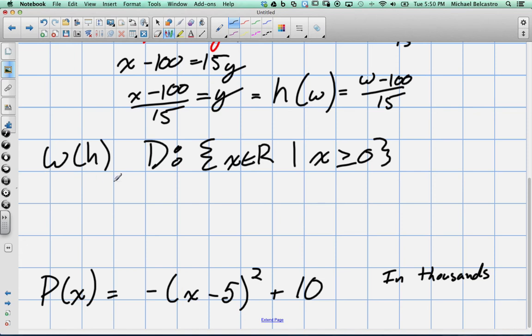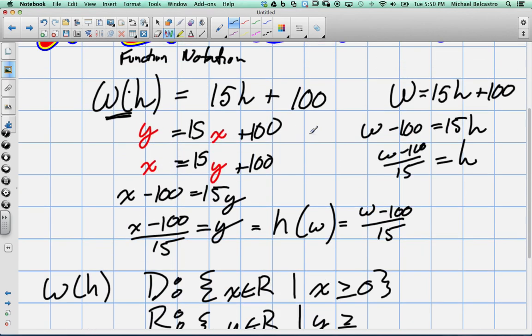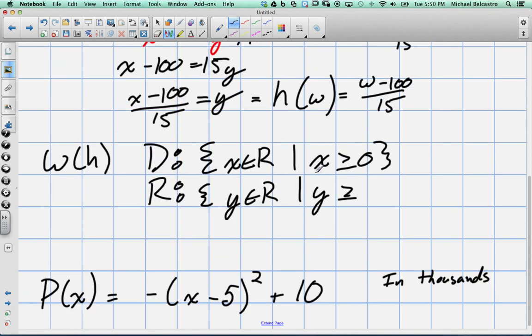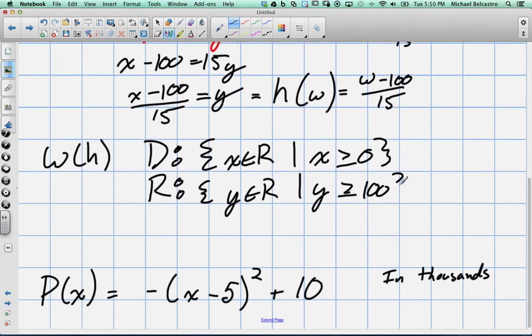And what about our range? Our range in that function is y in R, except that y is greater than or equal to, and it's not 0 in this case. It's whatever our y-intercept would be: 100. Yes, because if we work 0 hours, we're still going to get $100.